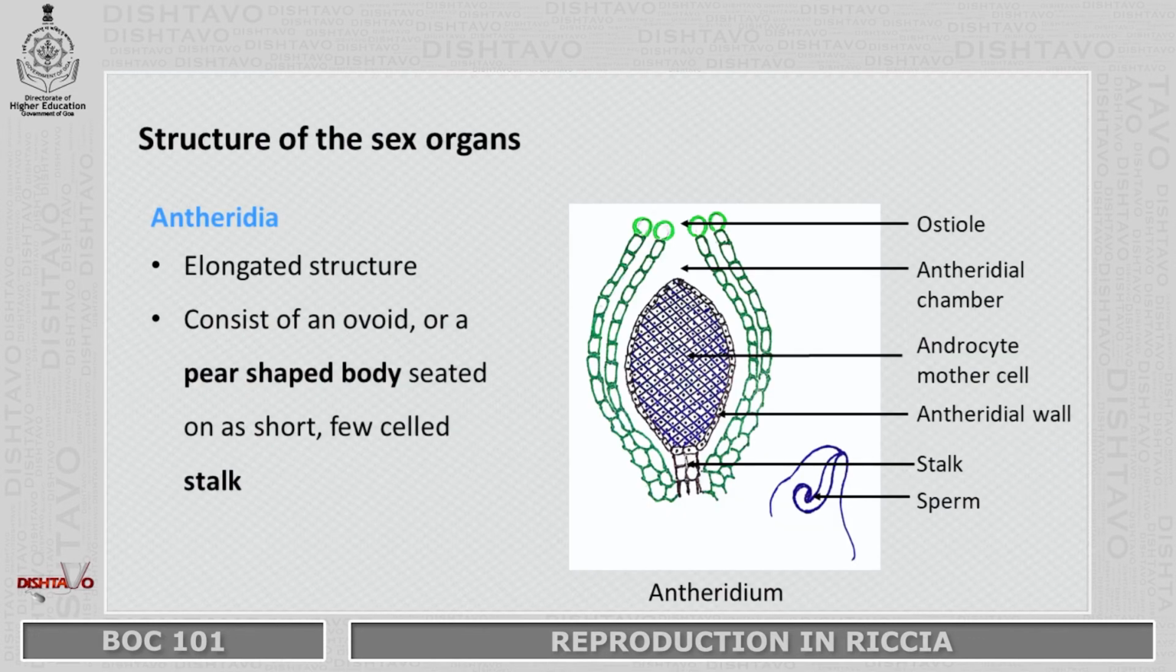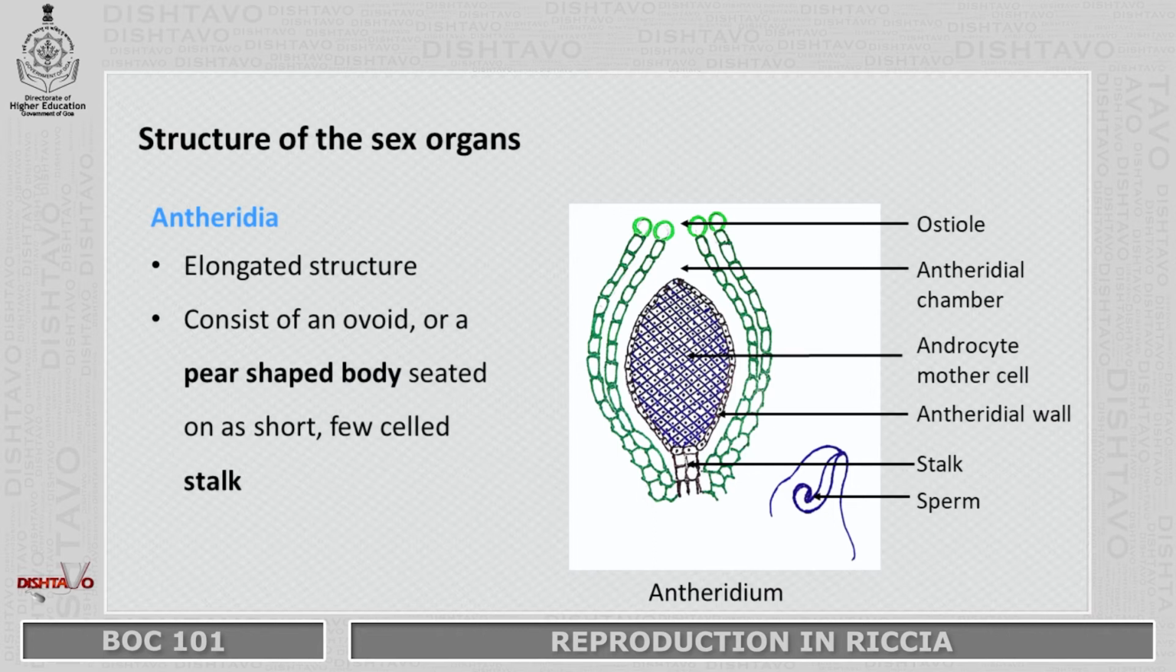Now let us study the structure. First we'll discuss the structure of antheridia. The antheridium is an elongated structure. It consists of an ovoid or pear-shaped body seated on a short multicellular stalk.